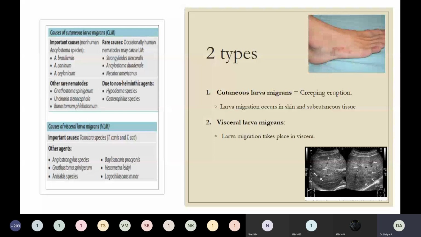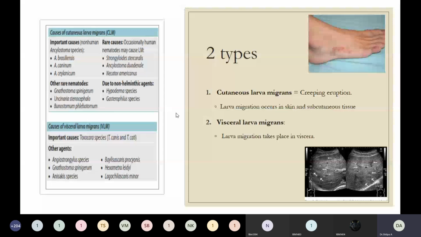Some of the examples of nematodes which can cause cutaneous larva migrans include the important non-human Ancylostoma species: Ancylostoma braziliense, Ancylostoma caninum, Ancylostoma ceylanicum, and other rare causes include Gnathostoma species. Occasionally, some human species can also cause cutaneous larva migrans. Examples would be Strongyloides stercoralis, Ancylostoma duodenale, and Necator americanus. And sometimes non-helminthic agents like Hypoderma species and Gastrophilus can also cause it. The etiological agents for visceral larva migrans, I will explain in my further slide.